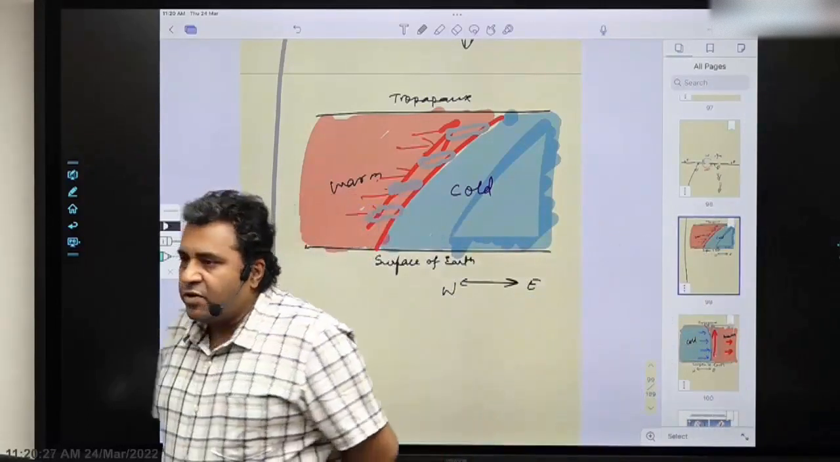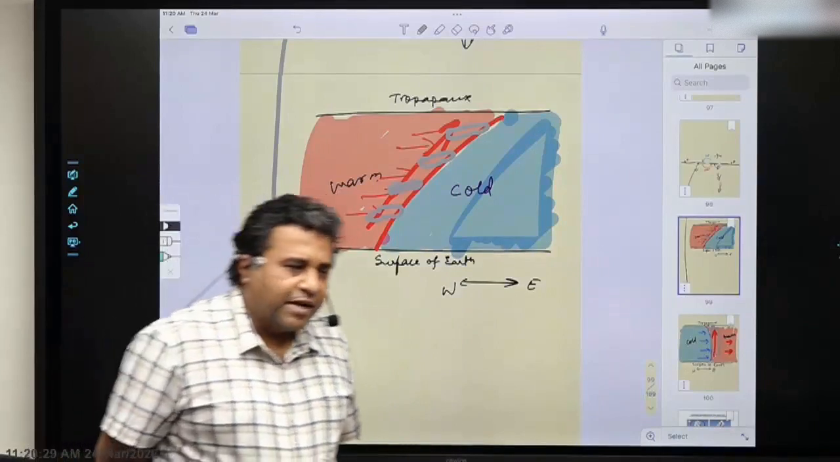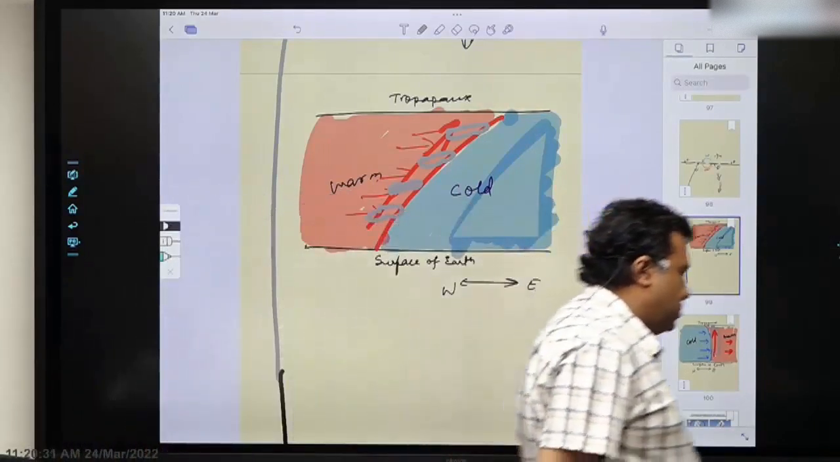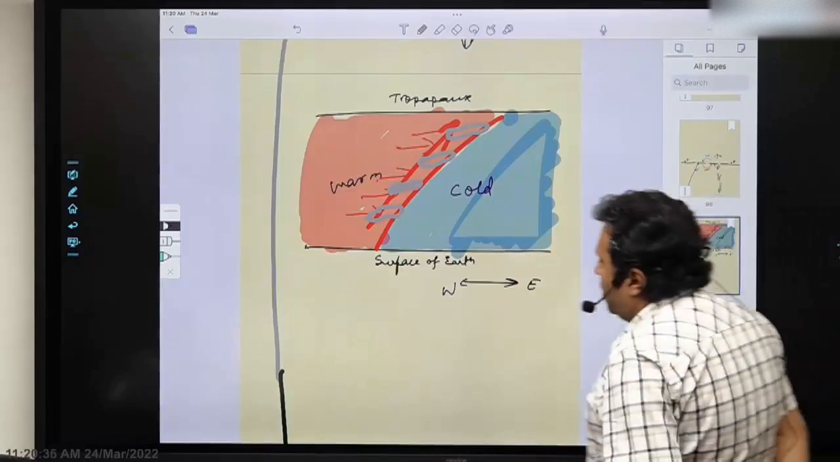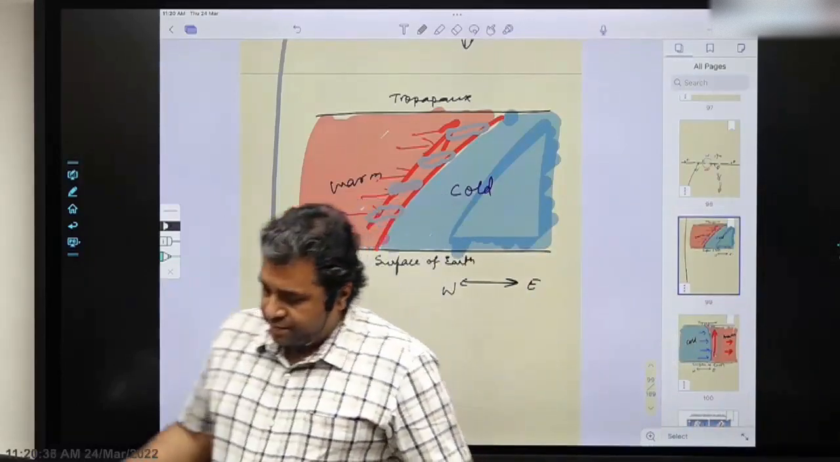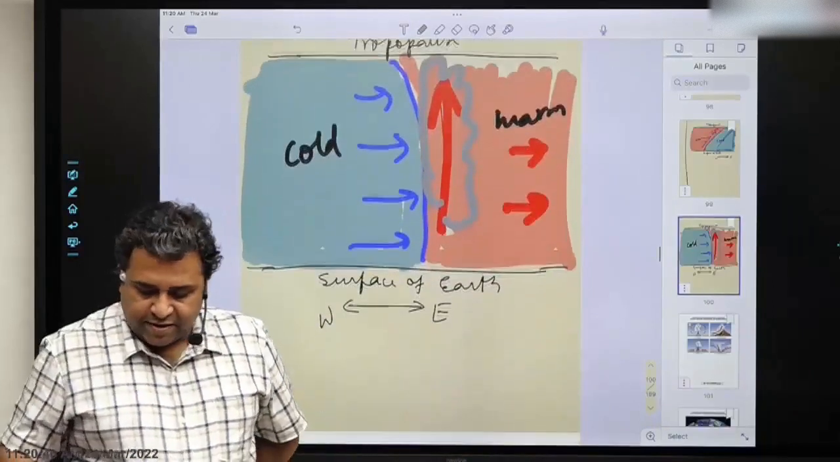Okay, so this becomes a warm front cyclone. Underline that, warm front cyclone. Now, come to the next diagram. Next paragraph and next diagram.